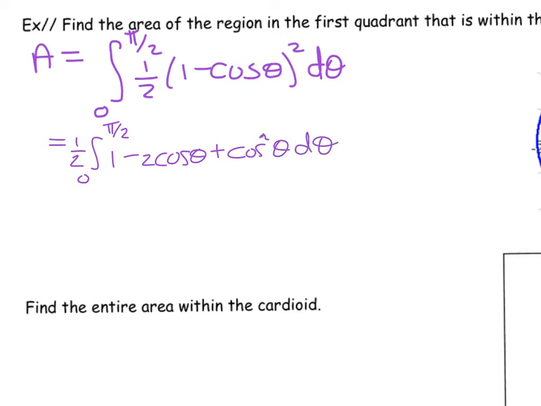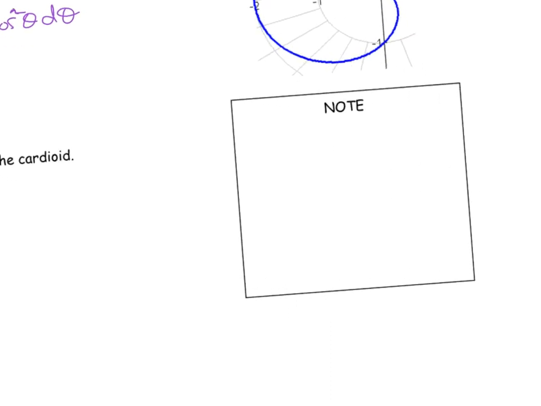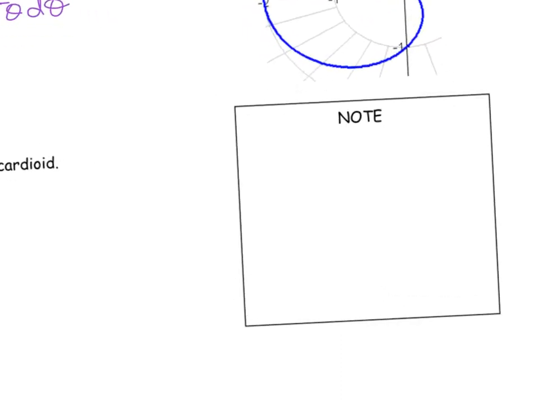Now really, the antiderivative of 1 is easy. The antiderivative of negative 2 cosine of theta is not so bad. The antiderivative of cosine squared is hard. That's why we're going to use an identity. So I'm going to put a reminder in this note box that we have an identity that involves cosine squared that can be used to replace it.